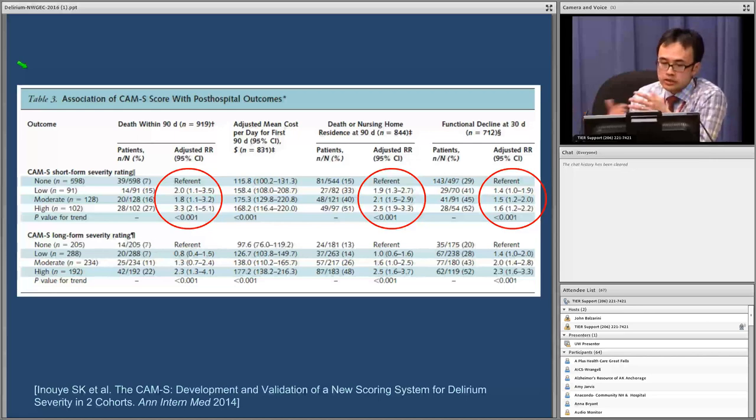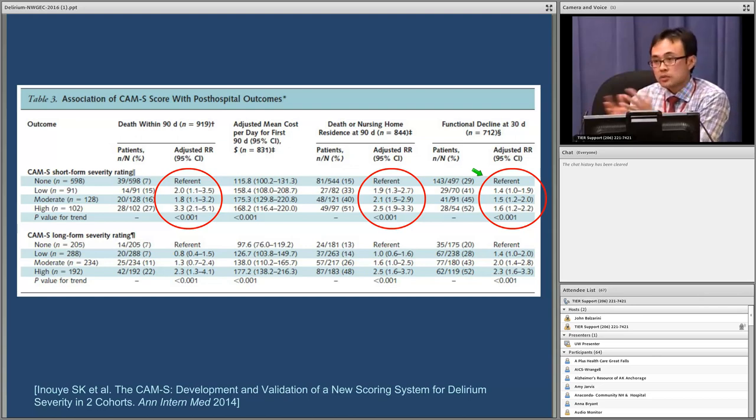And what this just illustrates is that very similar to what we talked about before, it's linked to important clinical outcomes. And so what you have here is death or nursing home residence at the 90-day period, and also related to functional decline. So what you have here is the CAM short form. So no delirium, low severity of delirium, moderate severity, and high. As you can see, the higher it is, or the more severe forms of delirium, there's a higher relative risk of death or being institutionalized, being in a nursing home at the 90-day period, which makes complete sense. And likewise, you see that as well with associated functional decline at 30 days.